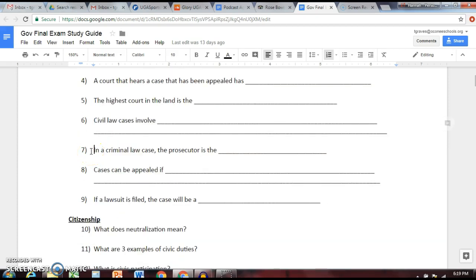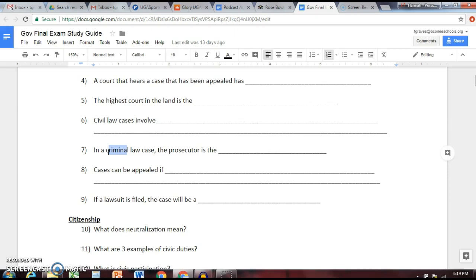Now, on the other hand, number seven, in a criminal law case, look at the root here. Look at the word criminal. The root of criminal is crime. So it's a criminal law case if a crime has been committed, no matter if it's a felony like murder, a really bad crime, or if it's something small like a misdemeanor like jaywalking or running a red light. It's still a crime. In a criminal law case, the prosecutor is the government. Okay, the government is the one trying to prove that the defendant, the person who's been accused of the crime, actually committed that crime. They're trying to prove that you're guilty. Put a star by that. That's definitely on the final exam as well.